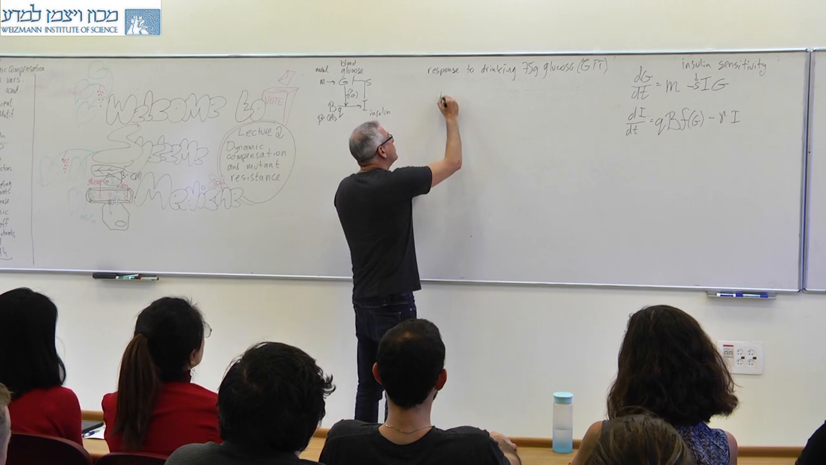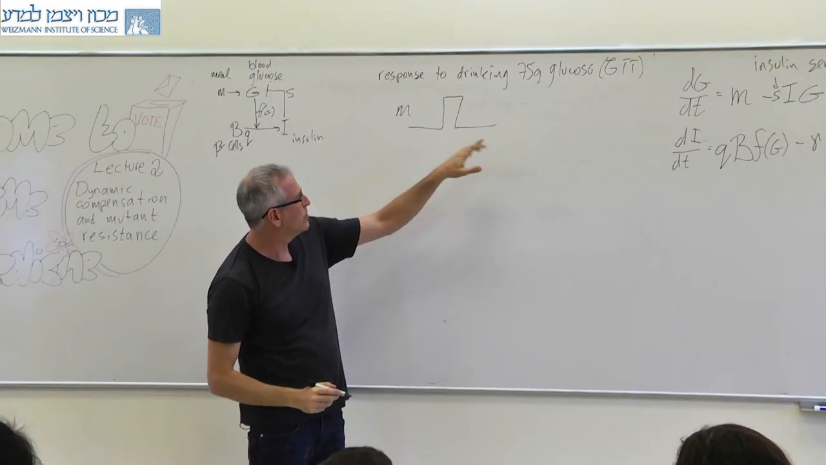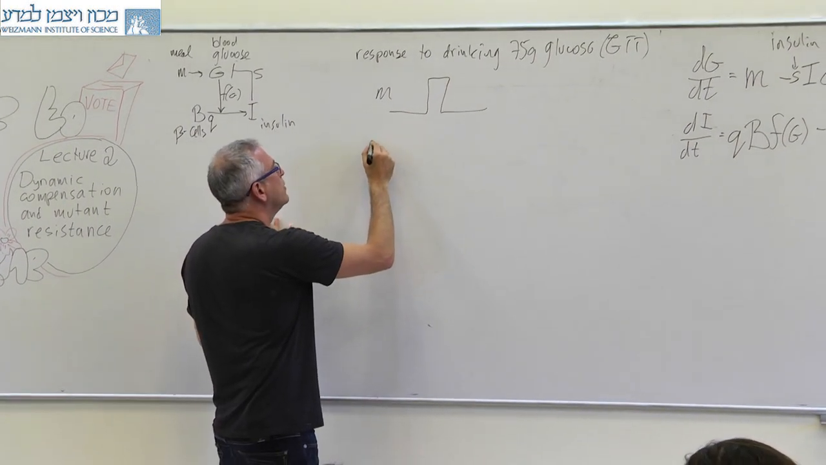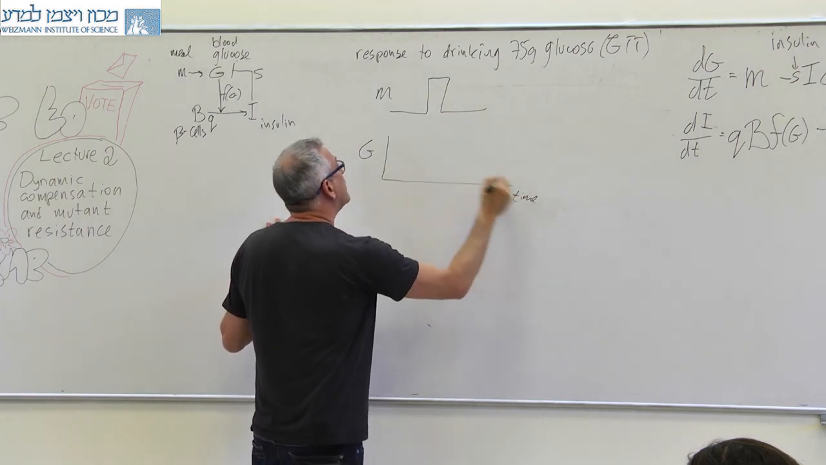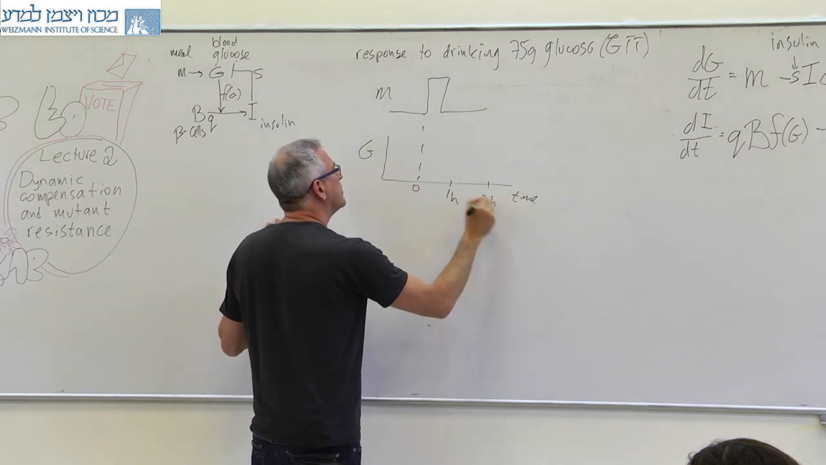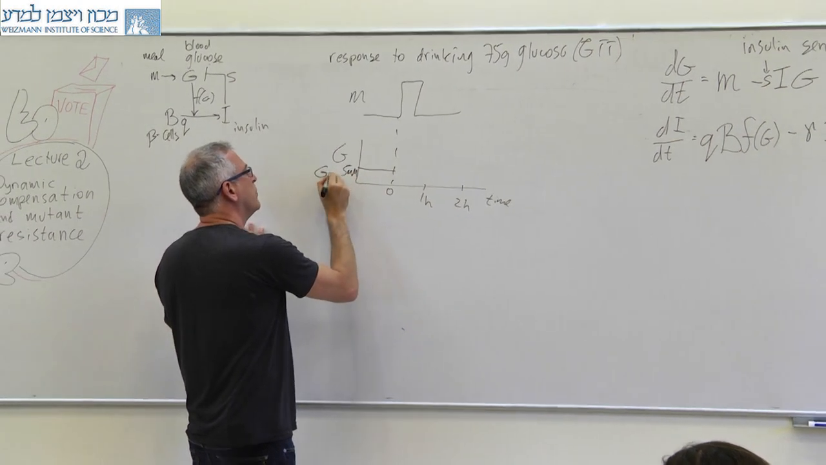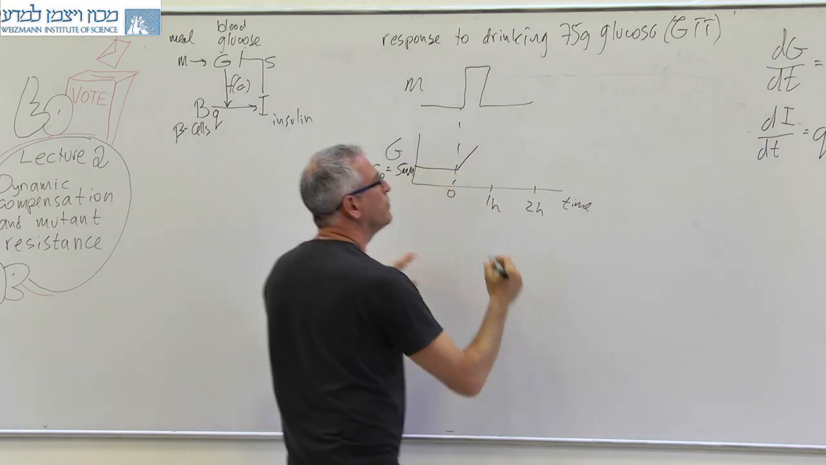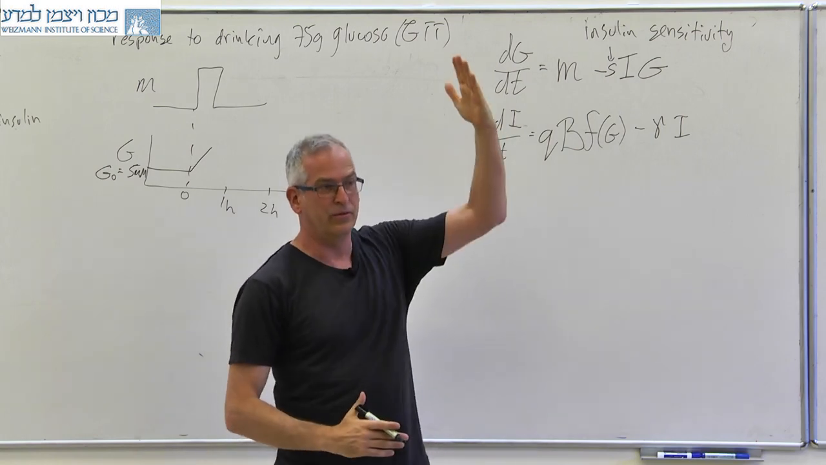And so if this glucose input is like a pulse of M, this is glucose going in, source of glucose going in. And if I draw glucose now as a function of time, this is time 0, this is time 1 hour, this is time 2 hours. I start from my 5 millimolar, my basal level. And now glucose goes up. Why does it go up? Because M has gone up. So the rate of change of glucose is higher, it goes up.